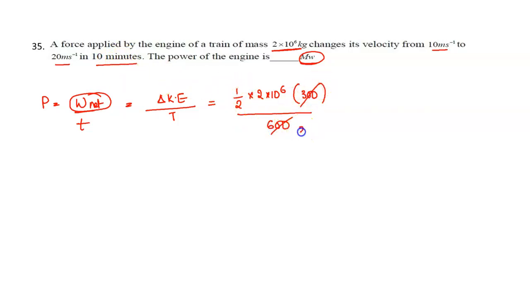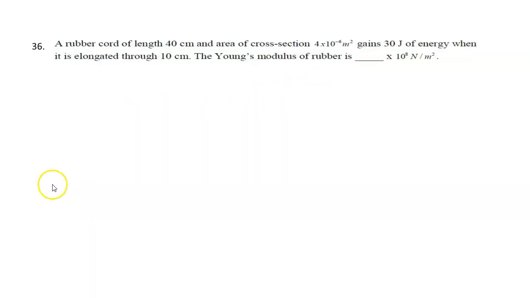So this will be 2 times. This 2 will get cancelled out. So this will be 0.5 into 10 power 6 watt, or this will be equals to 0.5 megawatt. So here the missing value will be 0.5. Let us see the next question here.